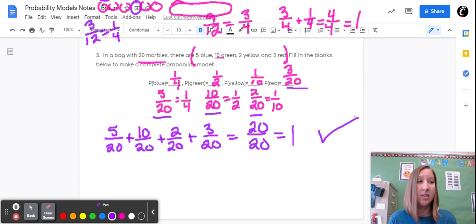Okay, I hope this makes sense. I hope this kind of clarifies a little bit for you what a sample space is, what an action is, what an event is, and then also what a complete probability model looks like.